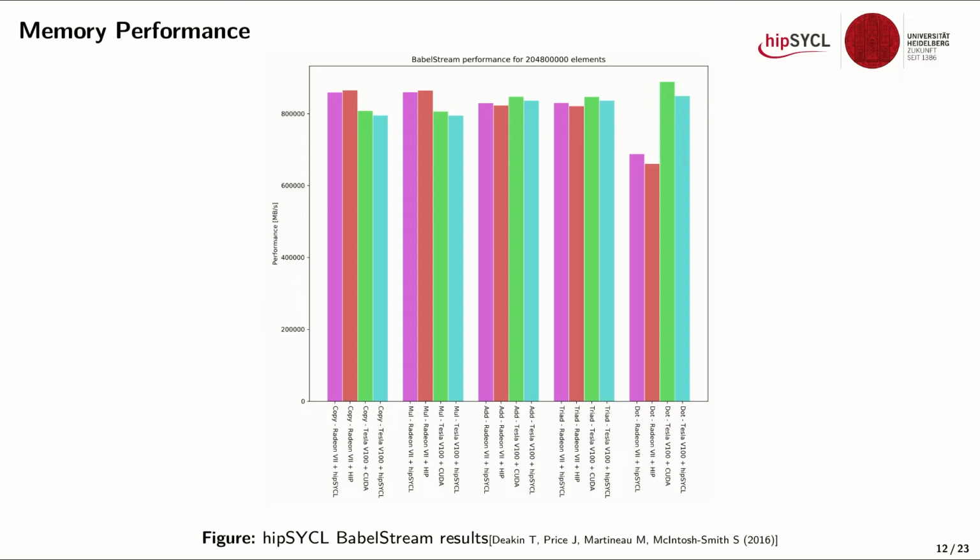hipSYCL sometimes is a little bit slower because of additional overheads, but on the other hand, it's also slightly faster for some configurations, like for example for the addition on the Radeon 7 compared to hip. So in general, it's on the same level of performance as expected.